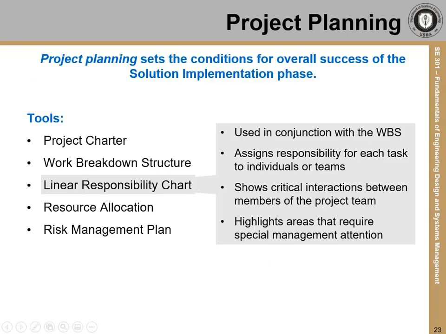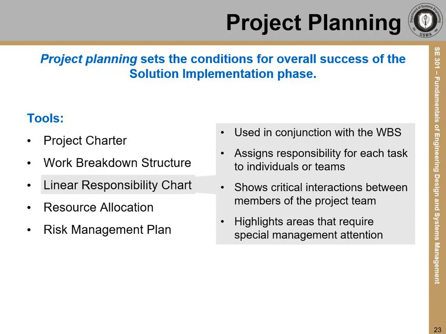The next tool that you should be familiar with is the linear responsibility chart. Another name for this tool is the responsibility assignment matrix. This chart is used in conjunction with the work breakdown structure, and you don't actually have to be finished with the WBS in order to start the linear responsibility chart. Tasks on the WBS will translate directly over, and an individual or team within the organization performing the project gets assigned responsibility for each task.